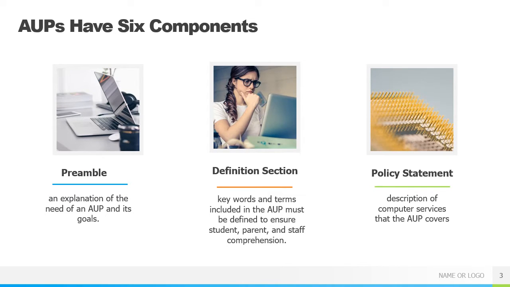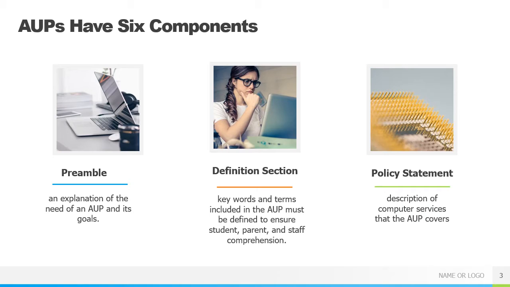Now that we know the purpose of an acceptable use policy, let's talk about the elements of effective policies. AUPs include 6 essential features. The first is the preamble, which is just statements explaining the need and the goals of AUPs. AUPs should also have a definition section that explains terms that are incorporated in the AUP. This is to ensure that everyone has a clear understanding of the policy.